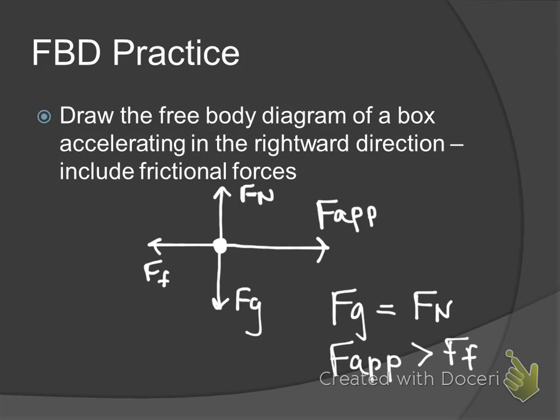So just because an object is at rest doesn't mean all four of these forces have to equal each other. That means the up and the down have to equal each other, and the right and the left have to equal each other if an object's at rest or it's at constant velocity. Does that make sense? I need you to ask questions if you have any.